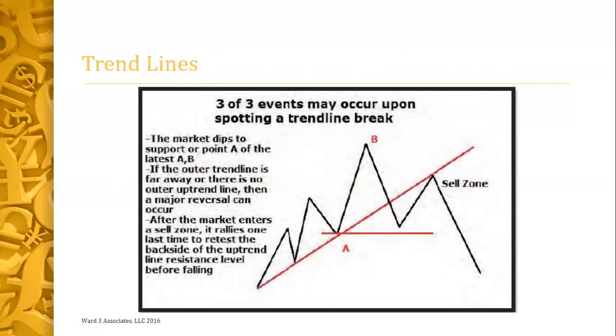All right, the third thing that may happen on a trend line break is the market dips to a support or point A of the latest AB. Okay, remember this is the A, B, C, right? If the outer trend line is far away or there is no outer uptrend line, then a major reversal can occur.